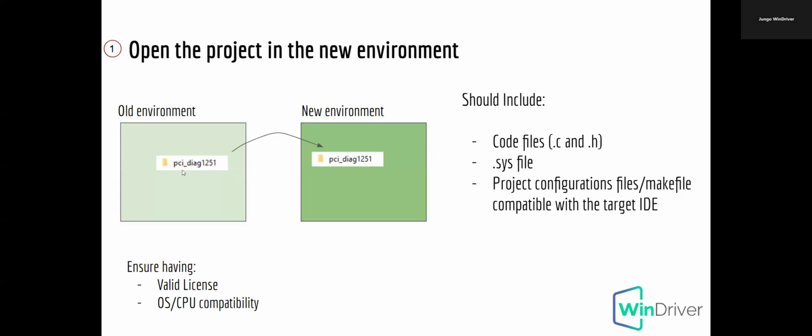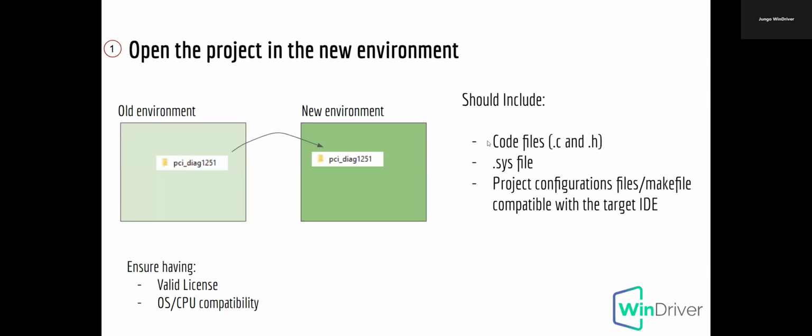Okay, so we have the old environment. Here, for example, we developed the PCI diag from WinDriver version 12.5.1. And now something broke. We needed to upgrade the operating system, or the computer, I don't know, burned, and we have a new environment. And then you say, okay, if we're moving to a new environment, let's try to catch up with the latest updates. But I don't want to install WinDriver. I want to take this code and start manually adapt it to the latest WinDriver requirements.